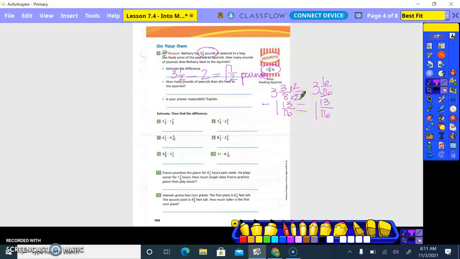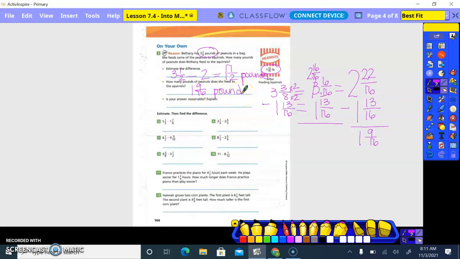Okay, so can I take 13/16 from 6/16? No. So this is going to become what? 2 and 16/16, which is then going to become 2 and 22/16 minus 1 and 13/16. So my answer is what? 1 and 9/16. Can that be simplified? No. So 1 and 9/16 pounds.